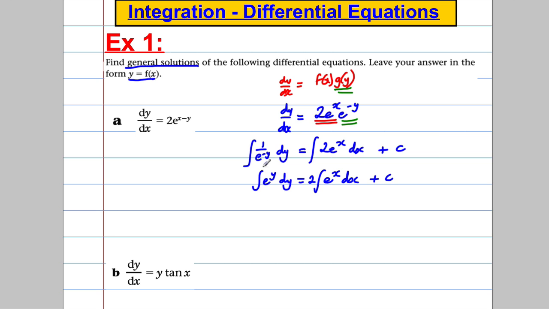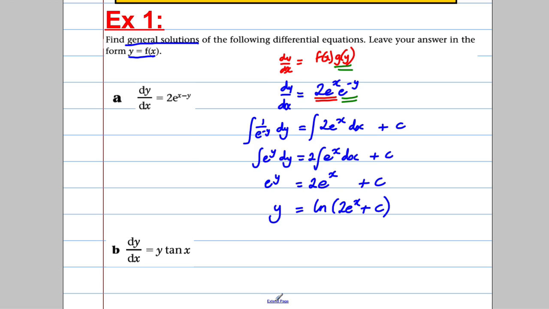Now we can do the integration. The integral of e to the y is e to the y. This thing here integrates to 2e to the x, and keep your plus constant. Now I can take logarithms of everything. If I take logarithms of both sides, I'll get y is equal to the natural logarithm of 2e to the power of x plus your constant. And that is in the form y is equal to f of x, and we're done.